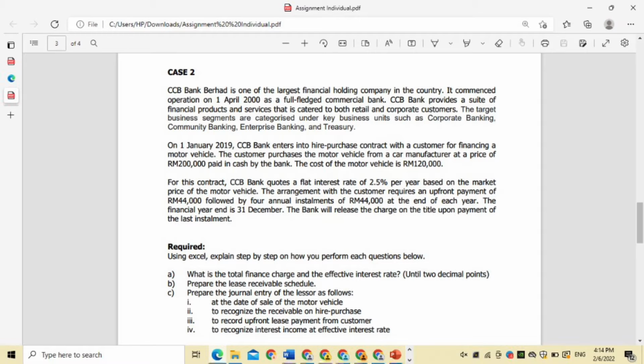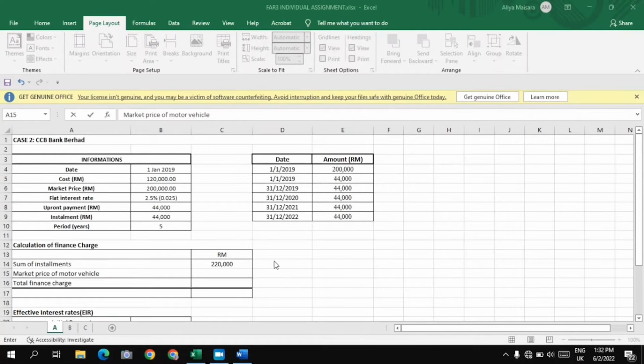My metric number is S58493. For this individual assignment, I choose to answer the question for case 2. So this is the information regarding the question from case 2.